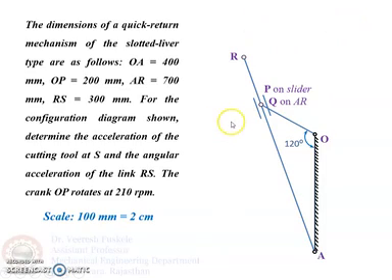Now as per the configuration diagram, we draw the axis of the motion of the cutting tool. So from point O at a distance of 350 mm, we draw an axial line or the horizontal line which represents the axis of motion of cutting tool. On this axis, we cut a point S such that RS is equal to 300 mm.